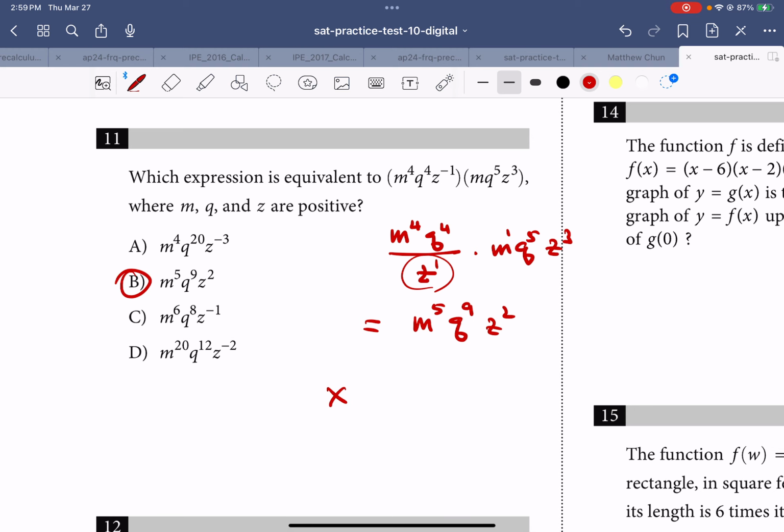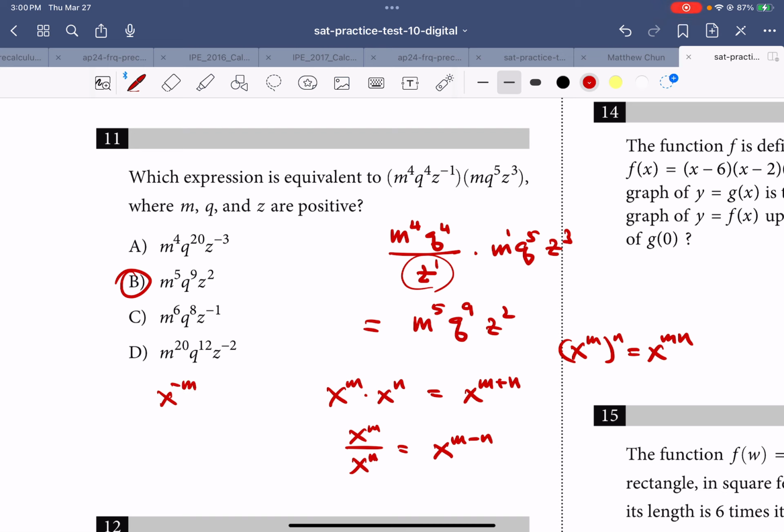So what I use is x to the m times x to the n, then you simply add up. And when you have the same base exponent, but when you divide, then you subtract. Another thing you should know, if you have a parenthesis like that, and then you multiply. Okay, those are very important. And another one is, let's say x to the negative m, y to the negative n. Then when you make a positive exponent, y to the n over x to the m. Those things you should know.